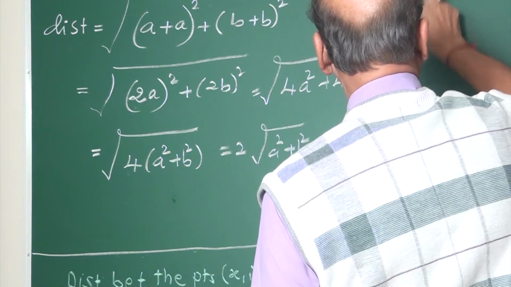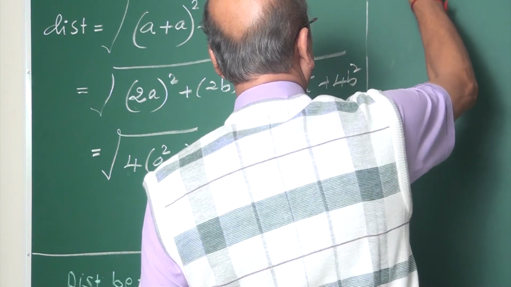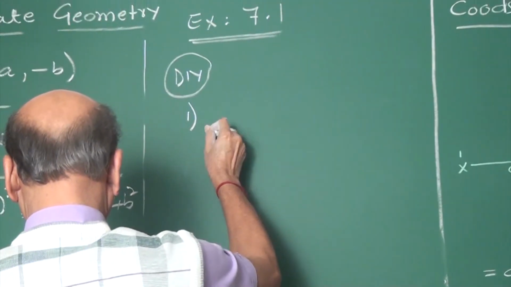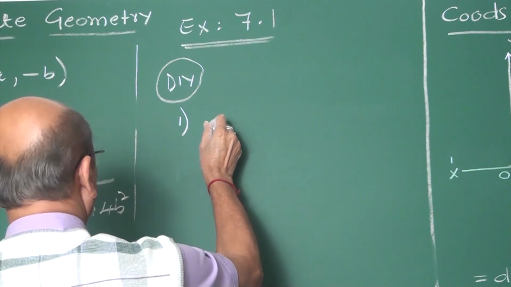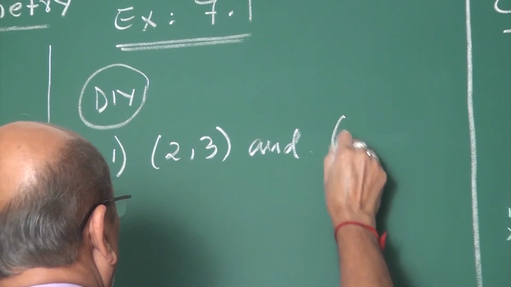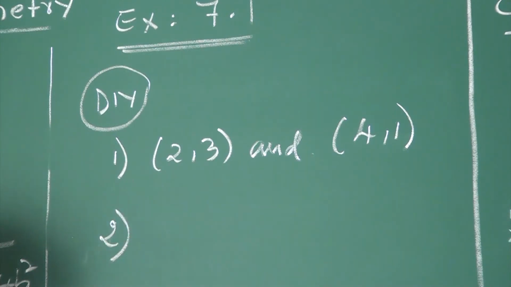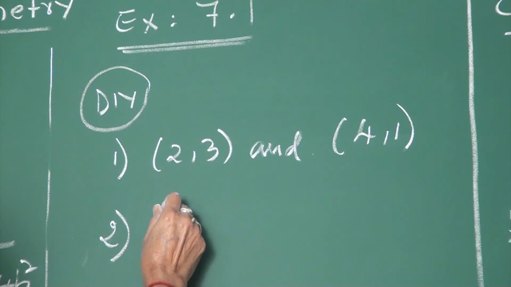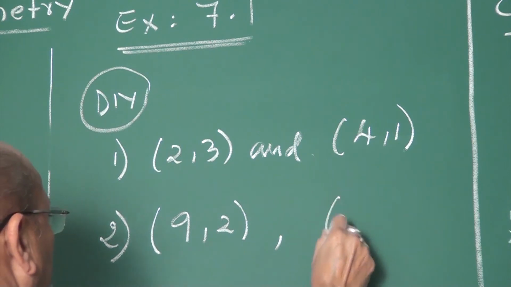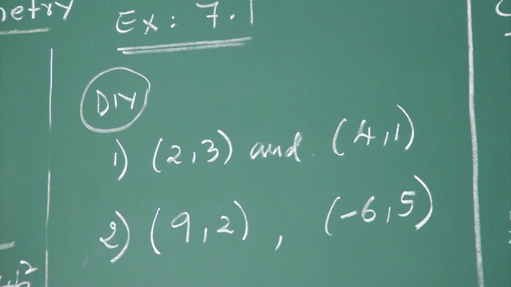Yes, my friends, it is exercise 7.1. These are the two examples, so do it yourselves. First one: 2, 3, and 4, 1. Second example: 9, 2, and -6, 5. Yes, my friends.